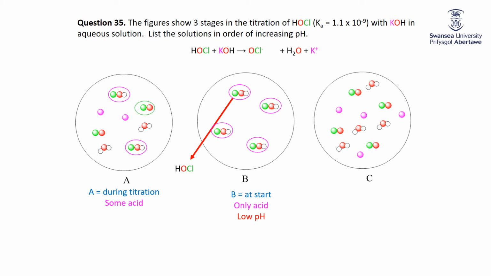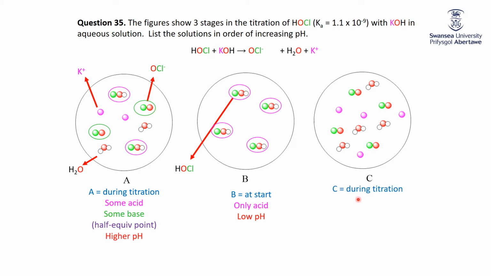We've still got some acid left in there. Okay, and then we got the OCl minus, so we got some base, and indeed this is actually the halfway point of the titration. And then we get up to C, right, still during the titration, but now we got no acid left at all. All we've got left in there is the conjugate base, and then of course the water and the potassium. So this is actually at the equivalence point, because we only got 4 potassiums and 4 waters in there to match up with the 4 of the acids with which we started with.